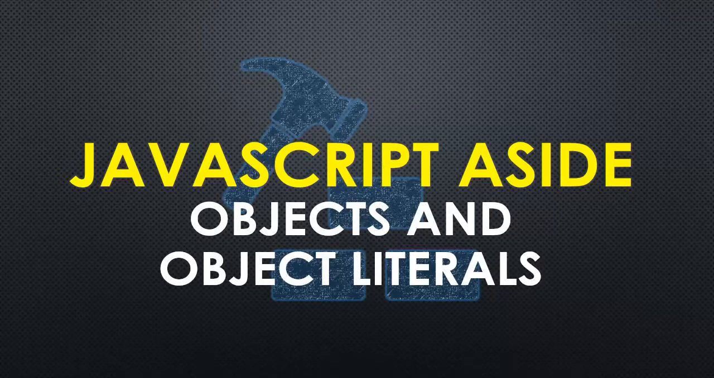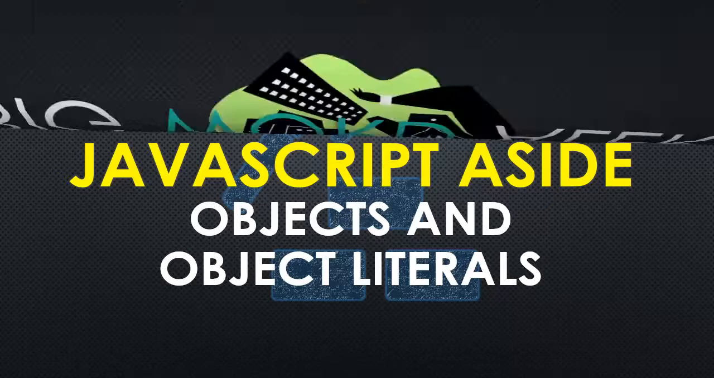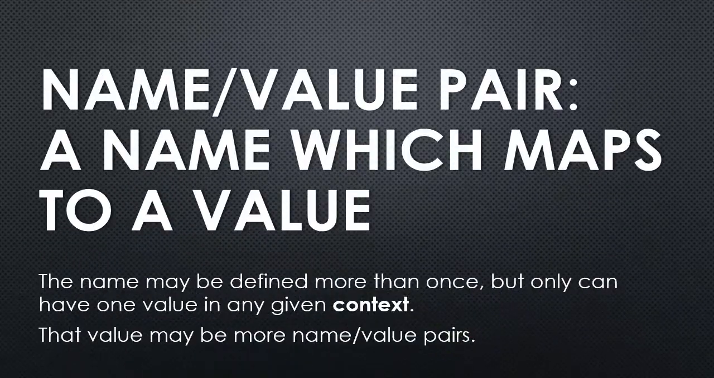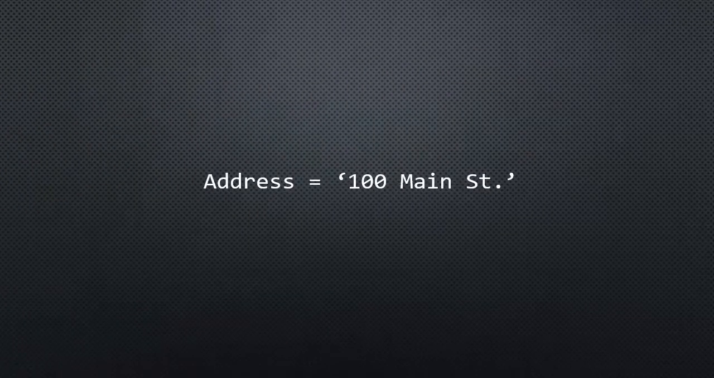In order to understand objects, we first need to understand name-value pairs. So, big word alert: a name-value pair. A name which maps to a value. It sounds simple. But you could have the same name being used in different contexts, but that name could only have one value. The interesting thing is that the value itself might be other name-value pairs. So for example, this is a name-value pair. The name is address, and the value is 100 Main Street.